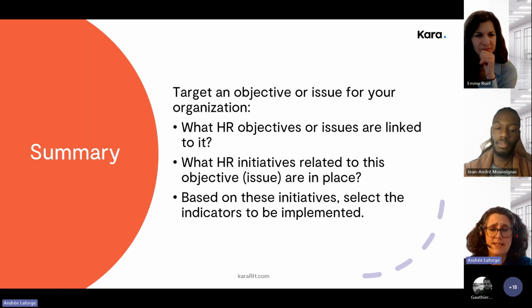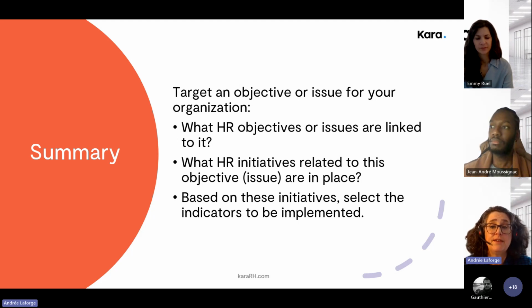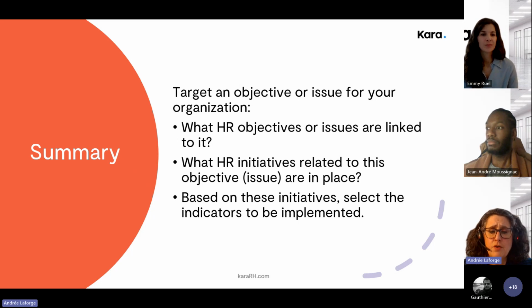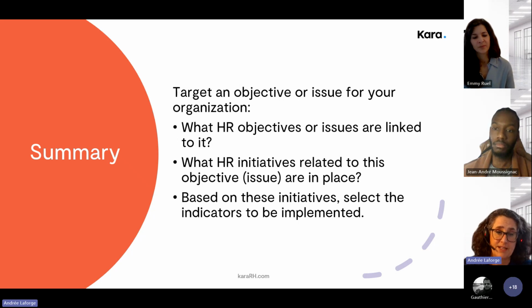So in summary, for KPI selection, you must identify a strategic objective or key issue within your company. Then you must determine the HR objective directly related to this objective or issue. Then you identify the current HR initiative in place to achieve these objectives or address these issues. And finally, based on the existing initiative, select indicators that effectively measure progress toward the identified objective or resolution of the identified issues. If you follow this systematic approach, you can ensure that the chosen indicators are directly aligned with the needs and priorities of your company, facilitating accurate assessment and strategic decision-making in HR management.